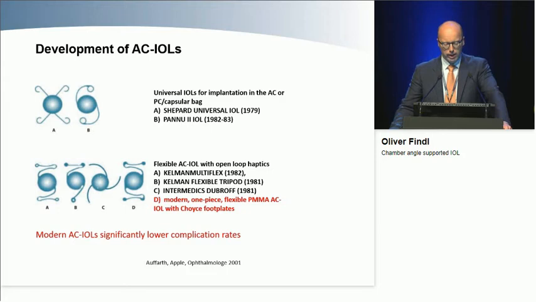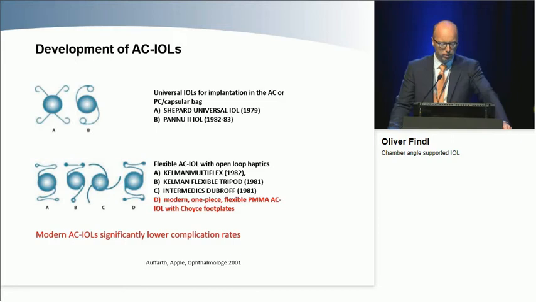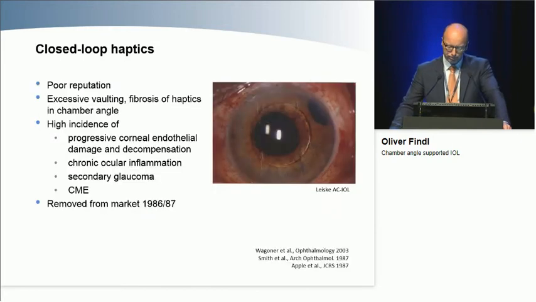And then essentially came at some point the flexible open loop haptics. Of these, there were also the Kelman types and the Dubrov style, and then the one we essentially use today, which has these Choice type foot plates. These are the ones which we're still explanting today. One of the problems is these small openings, these eyelets, which also sometimes cause fibrosis with the uveal tissue and actually make explantation quite difficult in some cases.